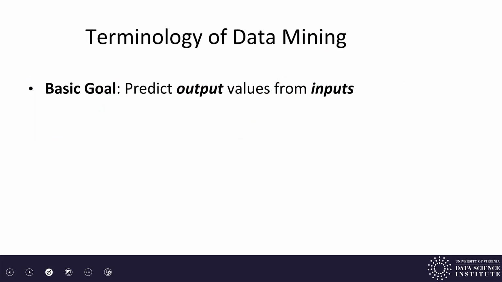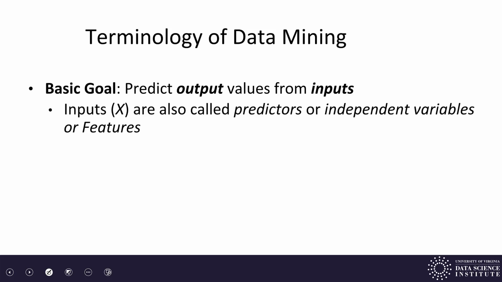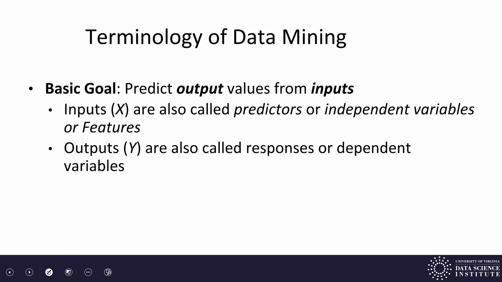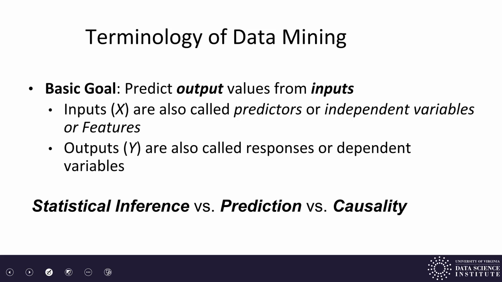Okay, so let's talk about some terminology. The basic goal we talked about in data mining is to predict outputs from input values. The inputs are sometimes called predictors, independent variables, or features. Output values are sometimes called responses or dependent variables. There are three different goals that we might have in data mining. You can put data mining goals in three categories: statistical inference versus prediction versus causality.